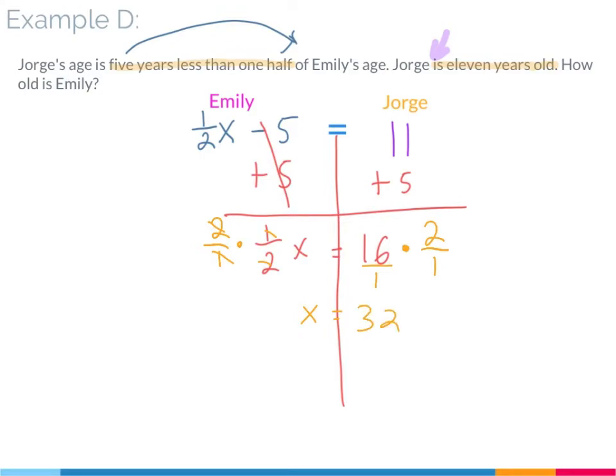Now, again, I've got a word problem, so I need a word answer. And since we're talking about age here, we're going to be talking about years. So my answer is 32 years.